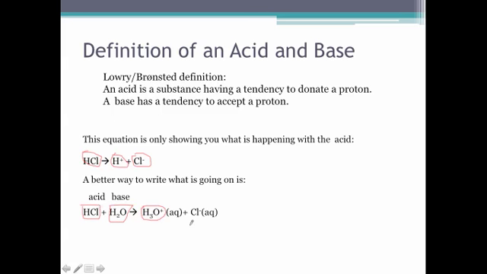The other thing that people like to do is sometimes write in brackets AQ. AQ just stands for aqueous, which means the reaction's happening in water. Actually, technically, I should probably have written an AQ next to that HCl as well. But you get the idea. So that's the preferred option.